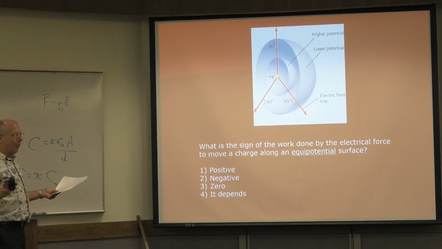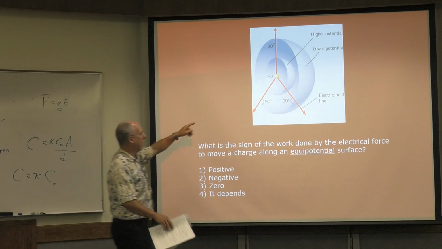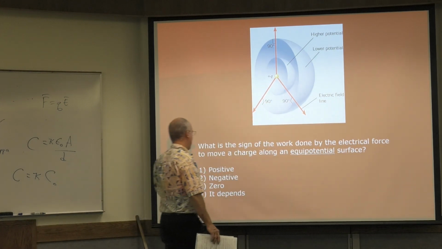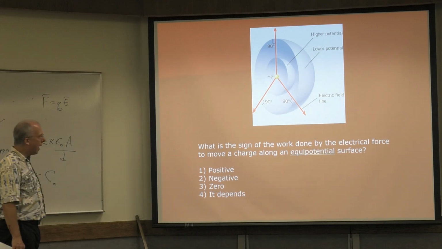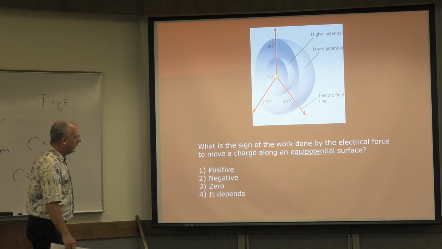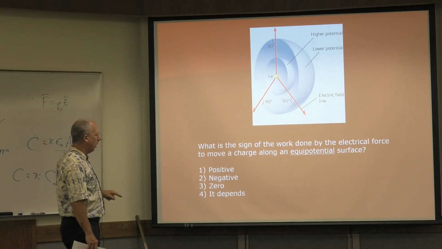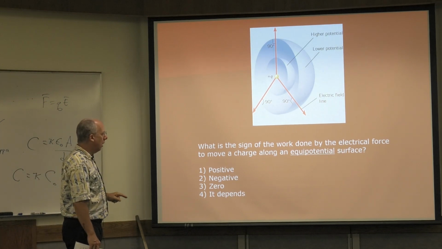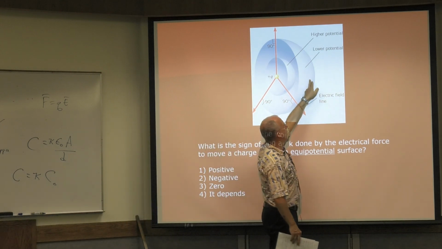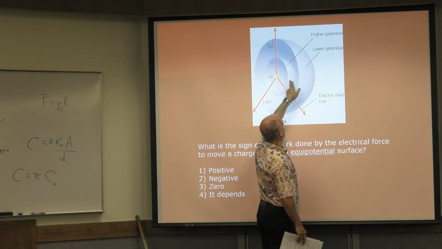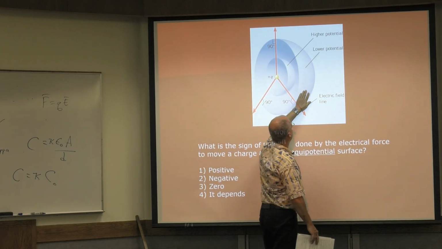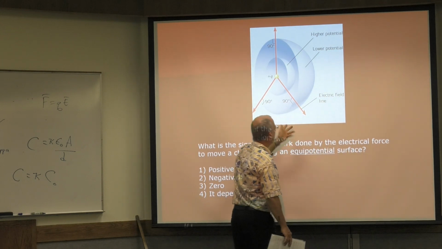Oh yeah, here's kind of a cool question. So this is a point charge, and these are just equipotential surfaces, all right? Okay, what is the sign? This is like a review question. What is the sign of the work done by the electrical force to move a charge along an equipotential surface? So let's say, from here to here, from here to here, or from here to here, something like that. The potential is the same everywhere along this surface, right? So how much work does it take?